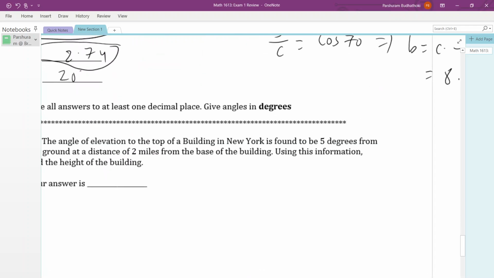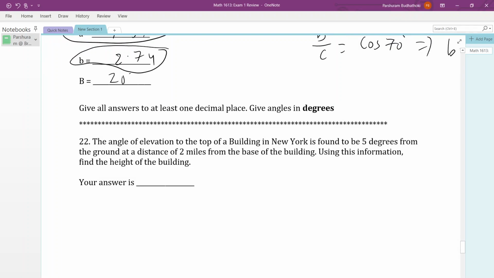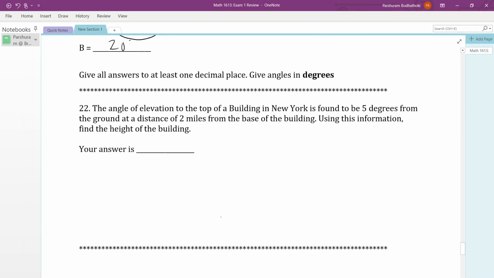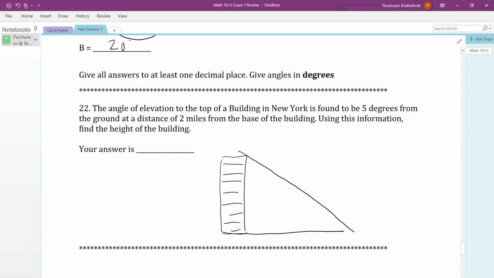Let's go to the very last problem, problem 22. The angle of elevation to the top of a building in Newark is found to be 5 degrees from the ground. So let me try to make a picture here. Let's say there is a building. This is the building, and this is the ground here. Angle of elevation means here is the angle, and that angle is 5 degrees. The distance from the ground to this point is 2 miles.